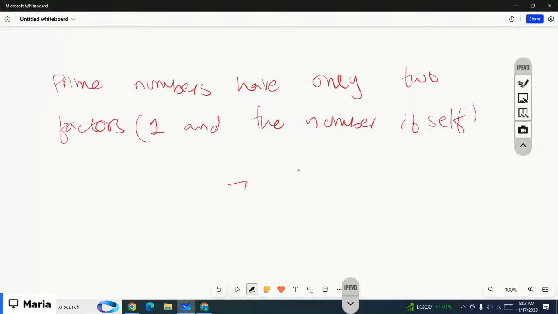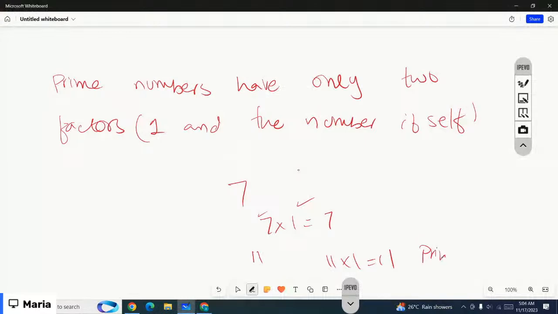For example, you have 7. 7 times 1 is 7. You don't have any other two numbers that when multiplied make 7, right? So 1 is a factor and 7 is a factor. 7 is a prime number. 11. 11 times 1 is 11. Do we have other two numbers that when multiplied make 11? No. So 11 is a prime number.